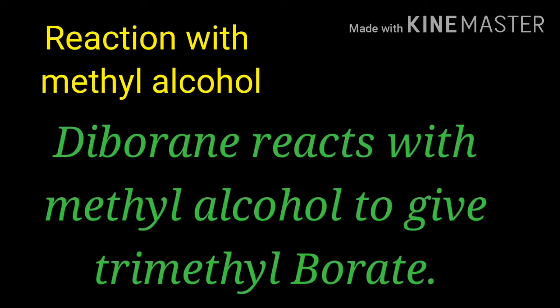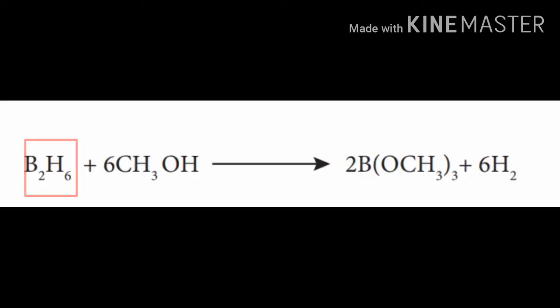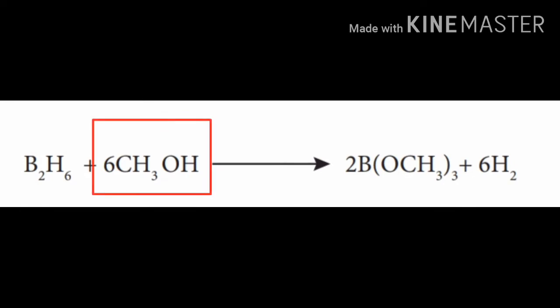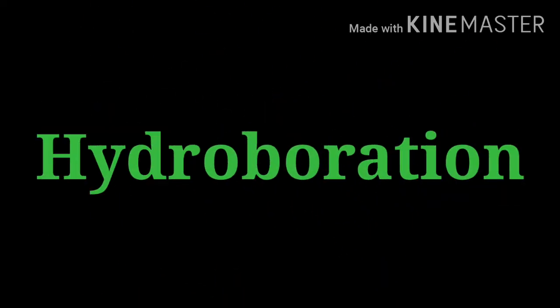Reaction of diborane with methyl alcohol. When diborane reacts with methyl alcohol, it produces trimethyl borate. We can see the reaction. B2H6, this is diborane. When it reacts with methyl alcohol or methanol, that is CH3OH, we get trimethyl borate. The formula is B(OCH3)3.